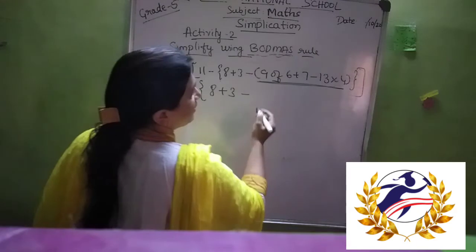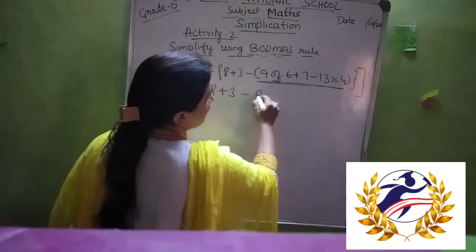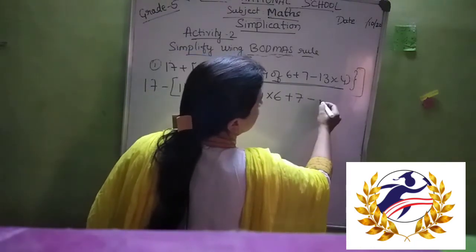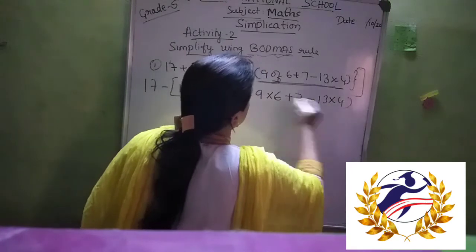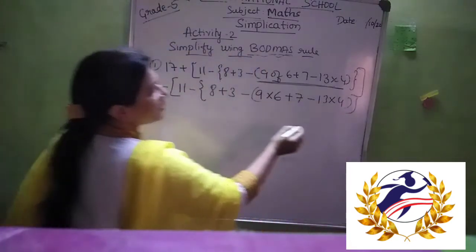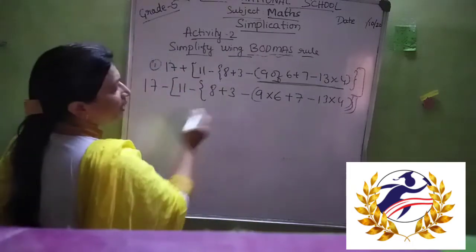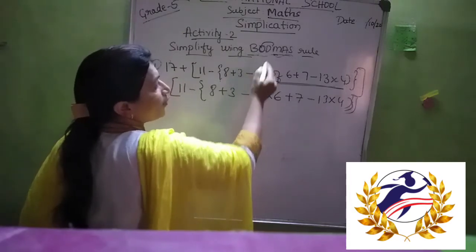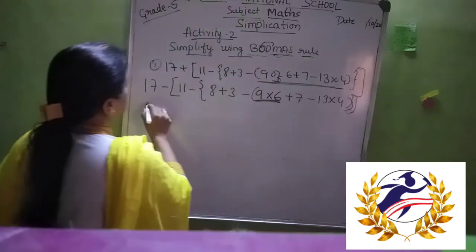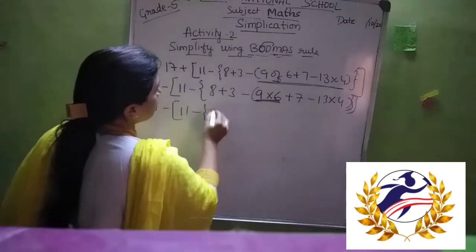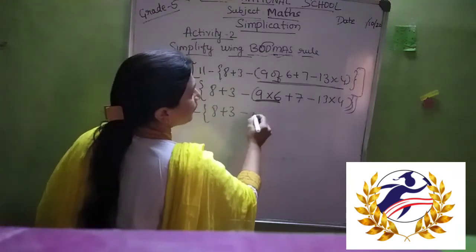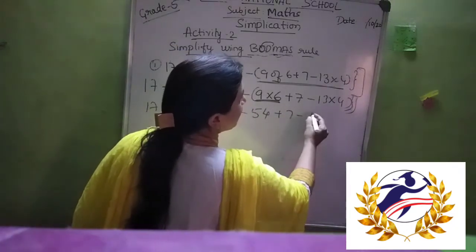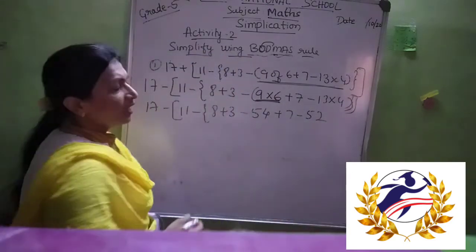So 9 of 6 means 9 into 6 plus 7 minus, so 13 into 4. So this of is nothing but into, so before multiplication the of comes, that's why. So I need to solve this one first. So 8 plus 3, 9 6s are 54. 54 plus 7 minus 13 4s are 52. 13 4s are 52.